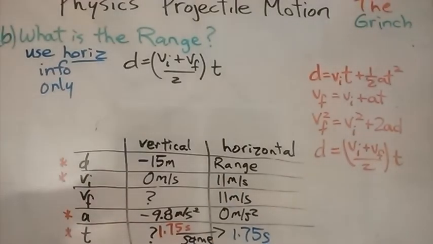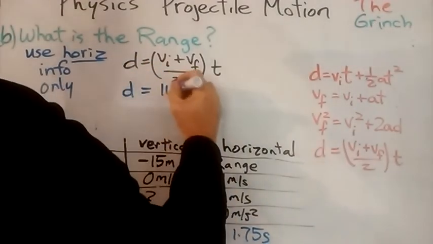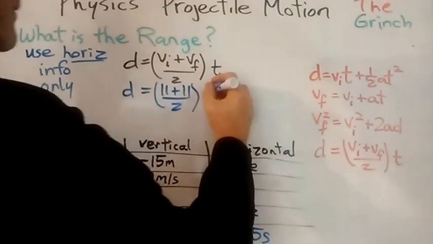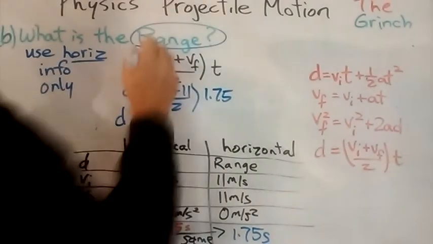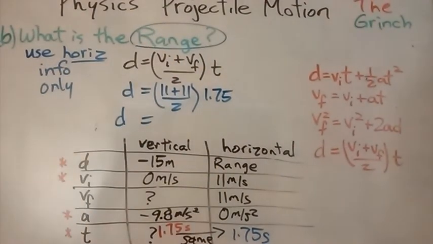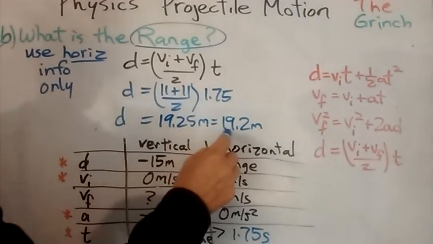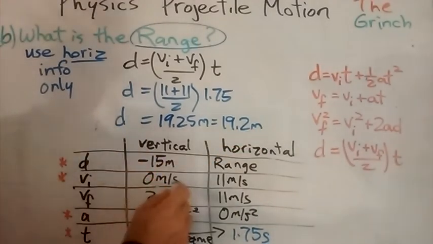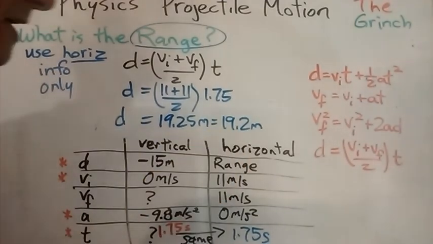So just putting the numbers in, D is equal to VI, which is 11, final speed was 11, divided by 2, all times the time, 1.75, and that gives me my answer for the range. And I got 19.25 meters, which rounds up to 19.2. Given that we have only two digits that are significant here, like 15 and 98, it could even be just 19 meters. That's the accurate way of representing what that answer is.